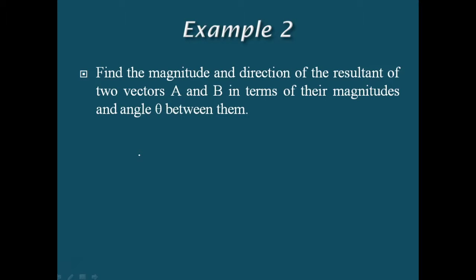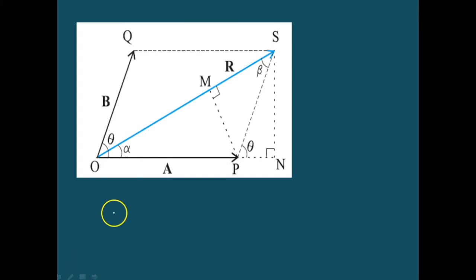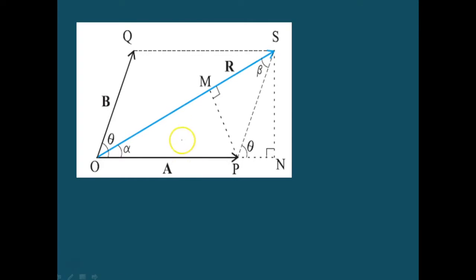Okay. So for this, let us consider a simple figure. Let OP and OQ represent the two vectors A and B. We should find the resultant vector of these two vectors, OP and OQ. Vector A and vector B are the two vectors, and we should find their resultant vector. They make an angle theta, the angle between vector A and vector B.